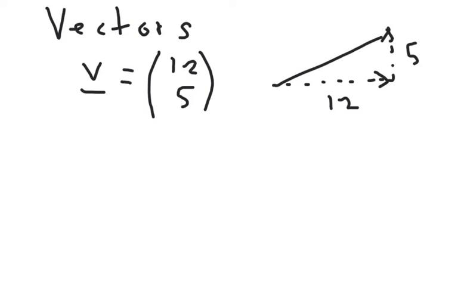So this is v, not drawn to scale. We can find out the direction and the length using these numbers 12 and 5. If we wanted to work out the magnitude of the vector, we can use Pythagoras' theorem.